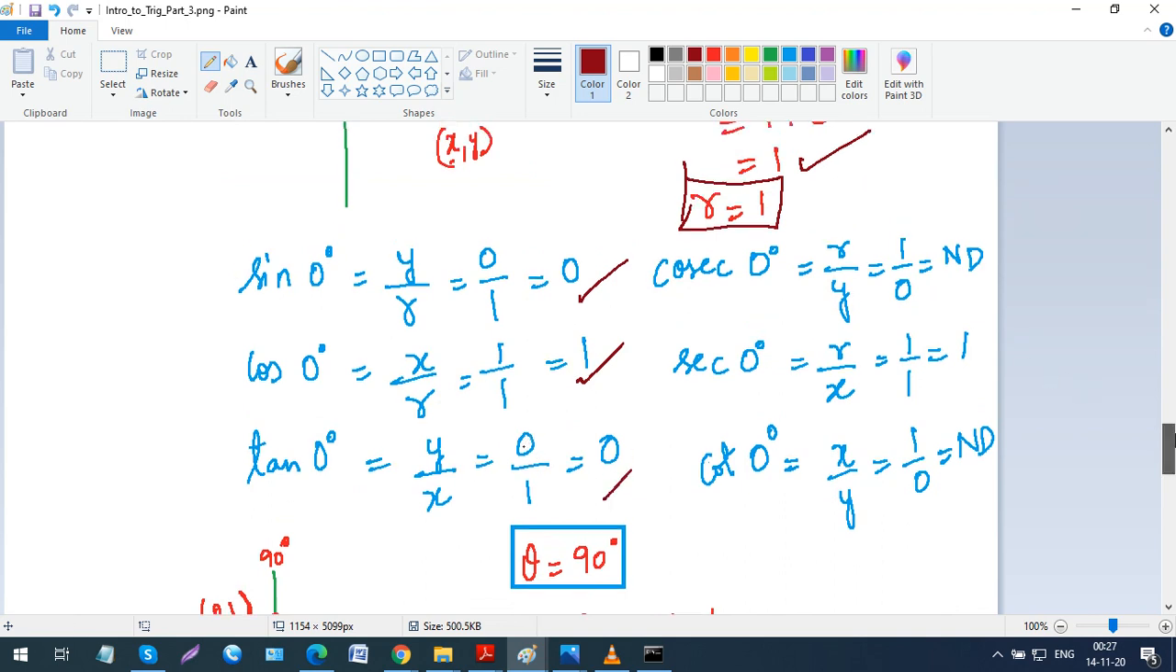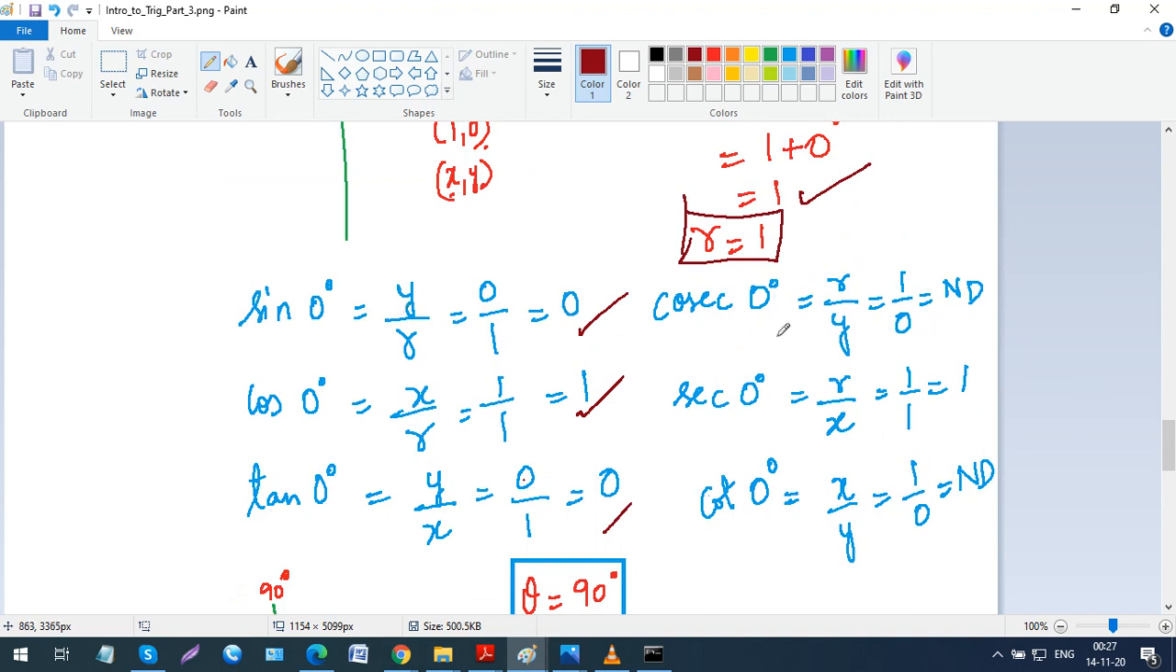Now, cosecant is the reciprocal of sine, or r over y, that's 1 over 0. If you have 0 in the denominator, you write not defined. So it's not defined. Now, secant 0 is r over x, so 1 over 1, which is 1. Cot 0 is again 1 over 0, which is not defined.